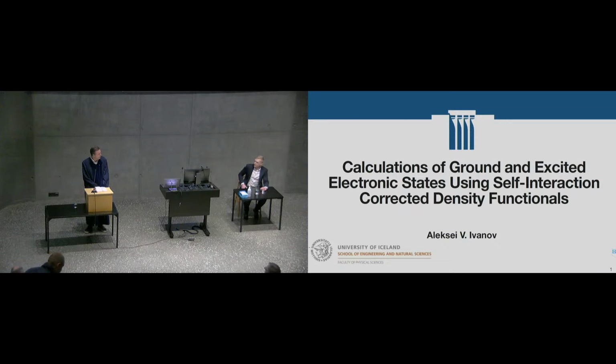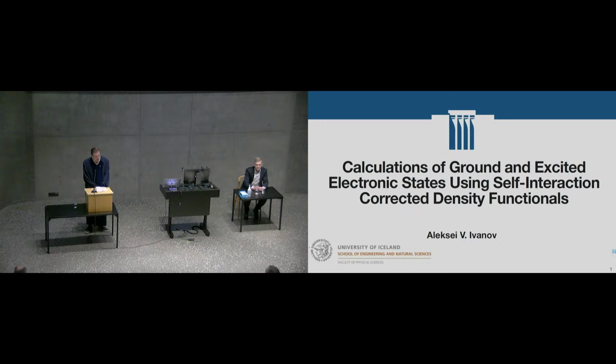My name is Einar Örn Sveinbjörnsson, and I'm the head of the Faculty of Physical Sciences here at the University of Iceland. I will guide you through this dissertation procedure. The doctoral candidate today is Aleksei Ivanov, and his PhD thesis is in the field of chemistry. The thesis is entitled Calculations of Ground and Excited Electronic States Using Self-Interaction Corrected Density Functionals.